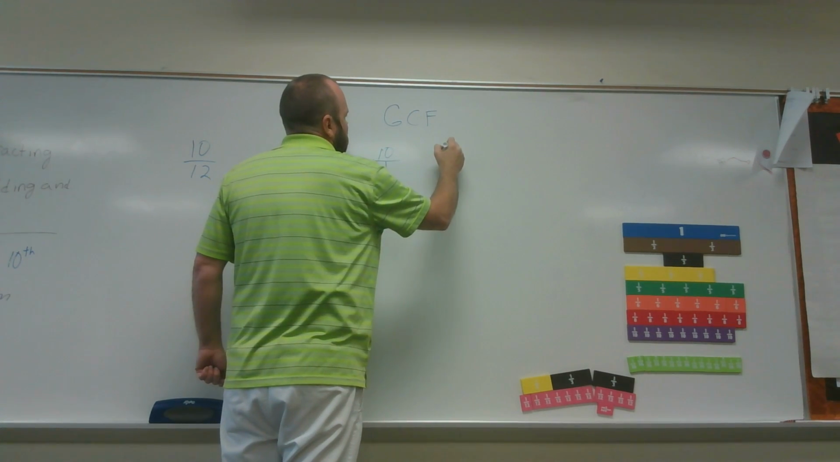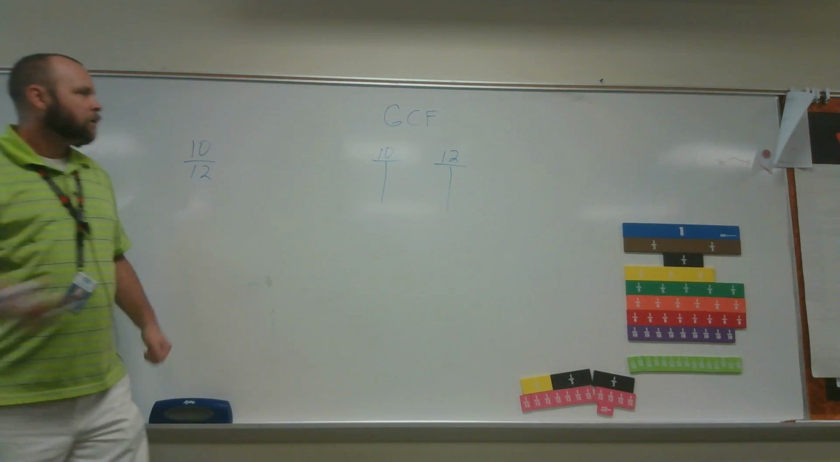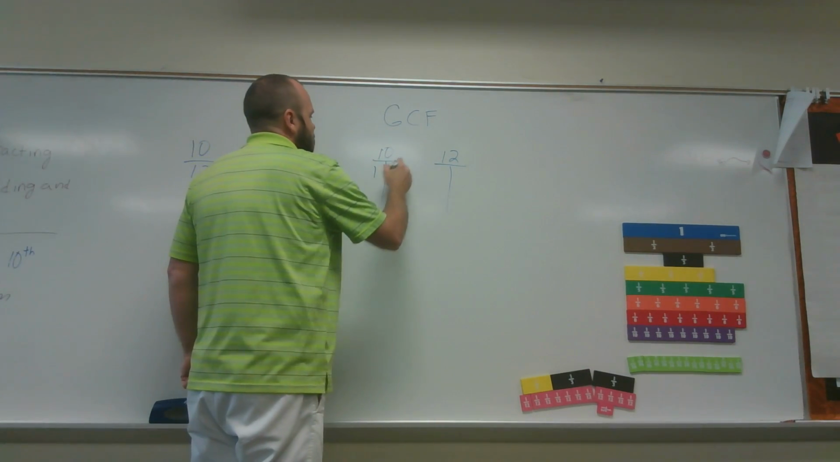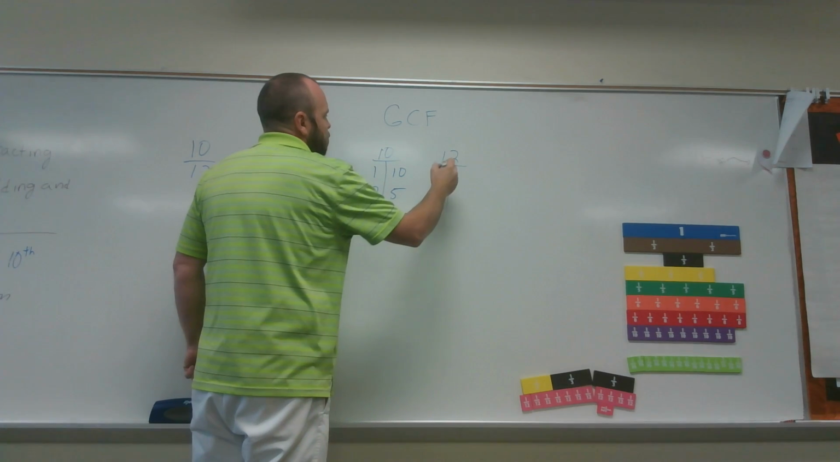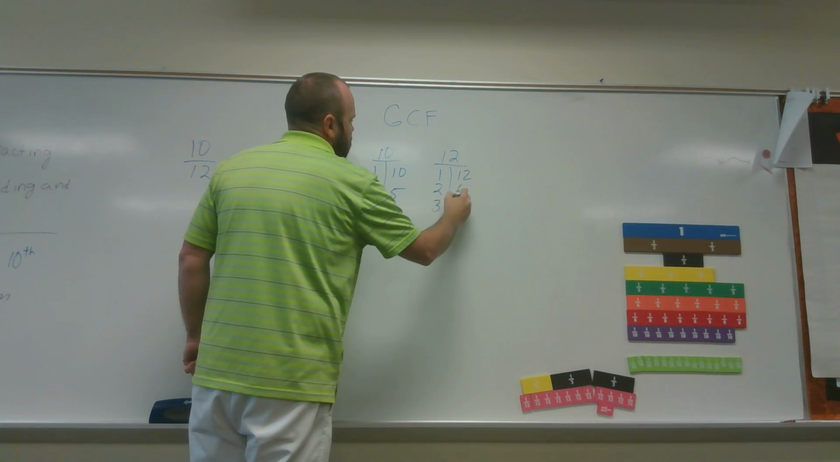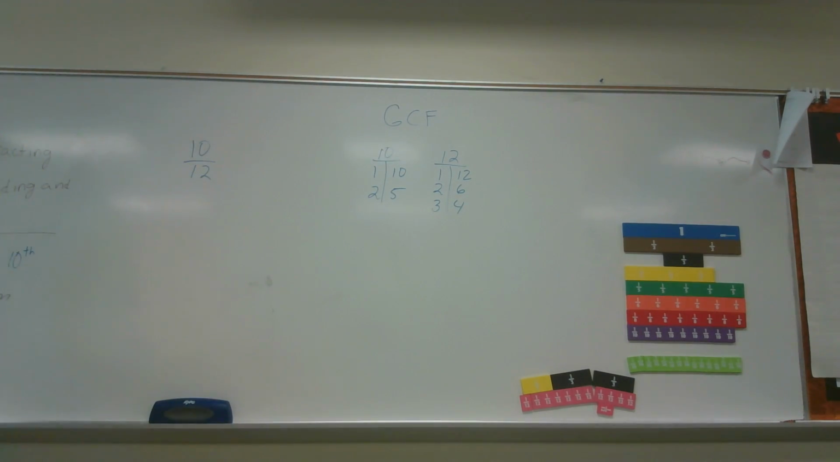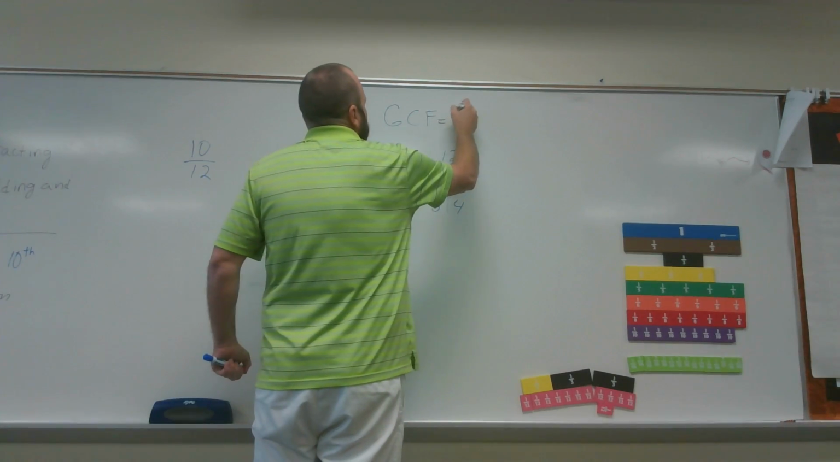I find the greatest factor they have in common. So 10 would be 1 times 10, 2 times 5. 12 would be 1 times 12, 2 times 6, 3 times 4. What is the biggest number that shows up in each of these factor lists, Olivia? 2. Okay? So my greatest common factor is 2.